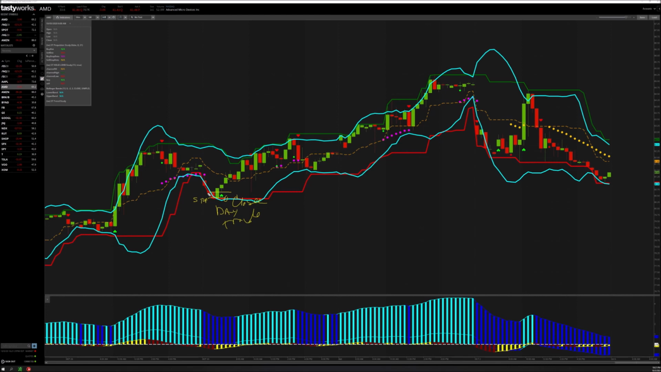Now if he's going to swing this trade, he's still going to have that stop loss. But if it never touches, he's just going to keep it. So he gets the time decay and keeps the premium. Does that make sense?